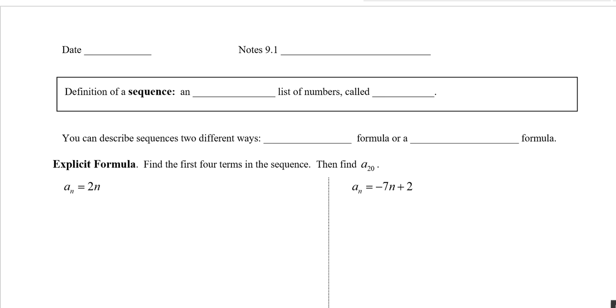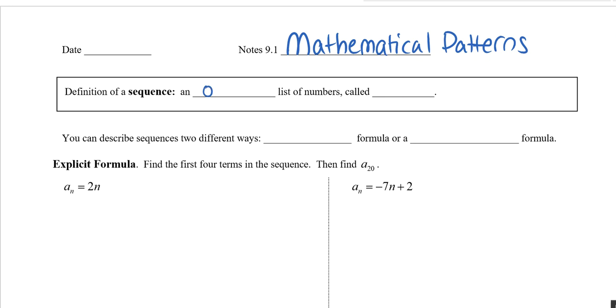All right, this first section of chapter 9 is all about mathematical patterns. And we're going to be talking about sequences today. And as we discussed, it's simply an ordered list of numbers called terms. There are two ways that we're going to look at describing sequences today. The first one is with an explicit formula. And the second one is with a recursive formula.